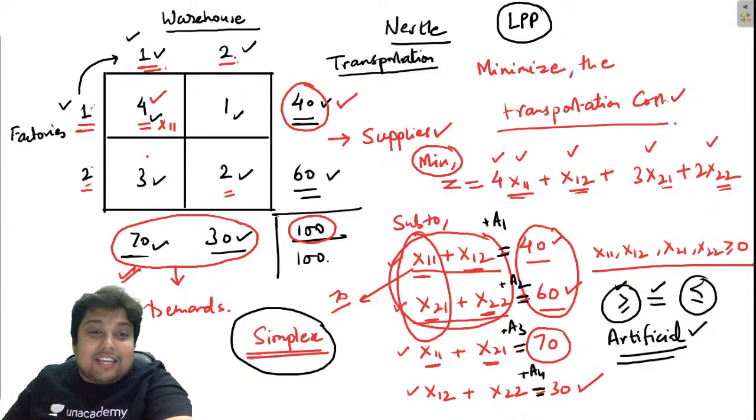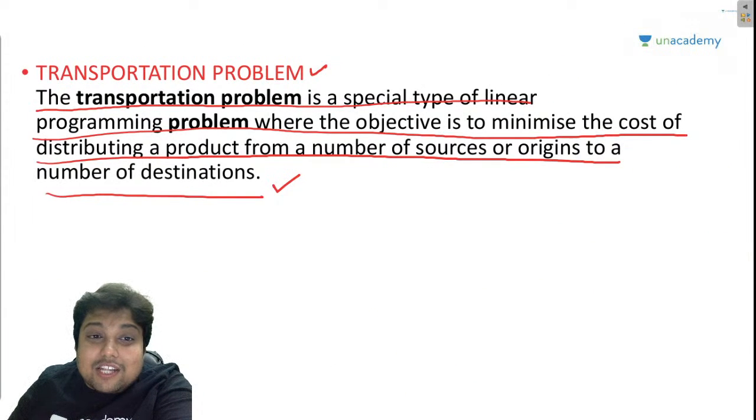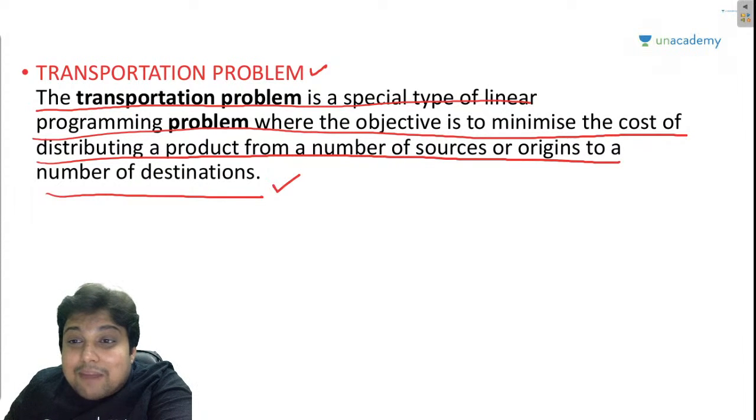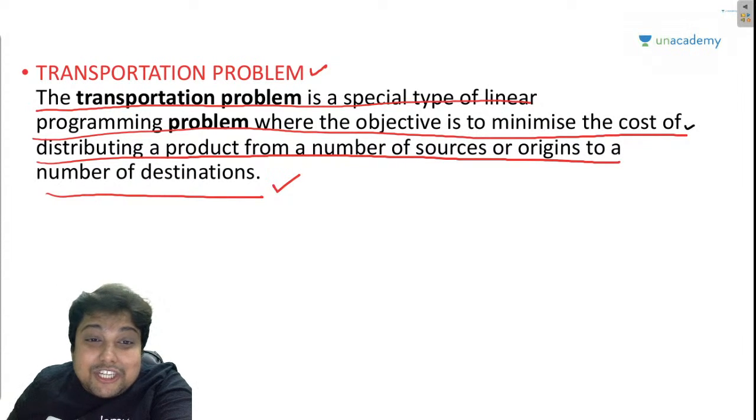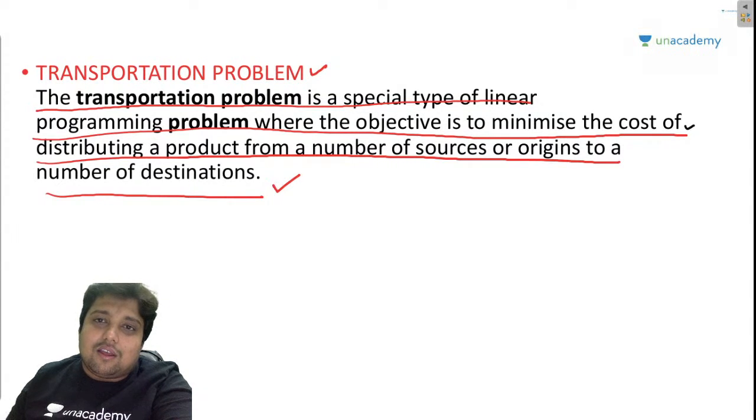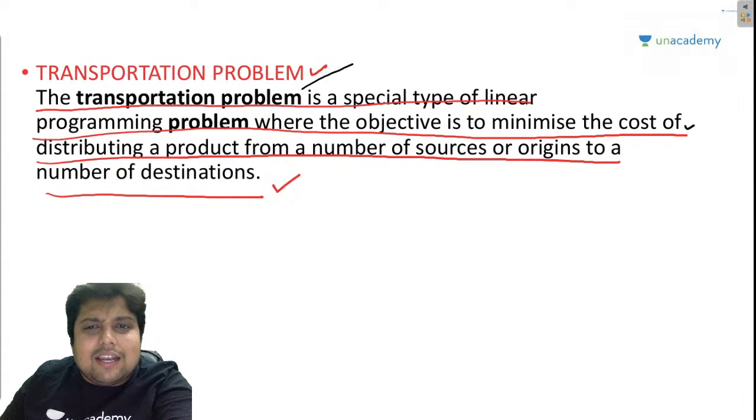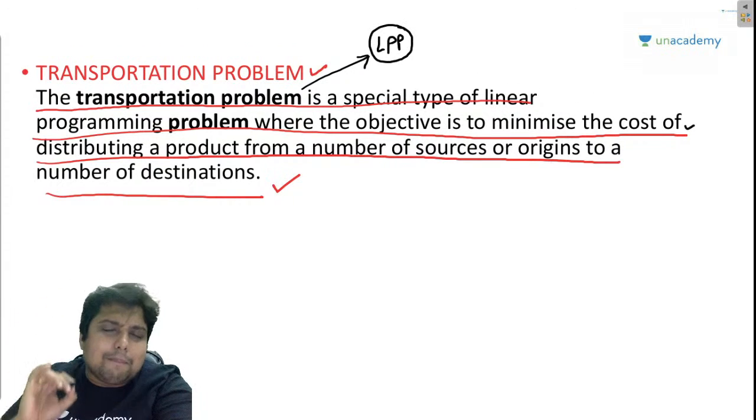So what was the definition? The transportation problem is a special type of linear programming problem where the objective is to minimize the cost of distributing a product from a number of sources or origins to a number of destinations. Guys, a transportation problem is basically a linear programming problem which can be very easily solved using the simplex method.